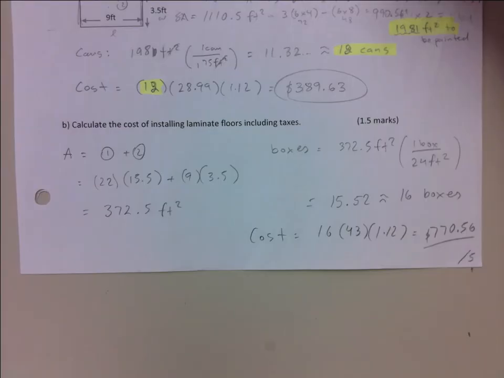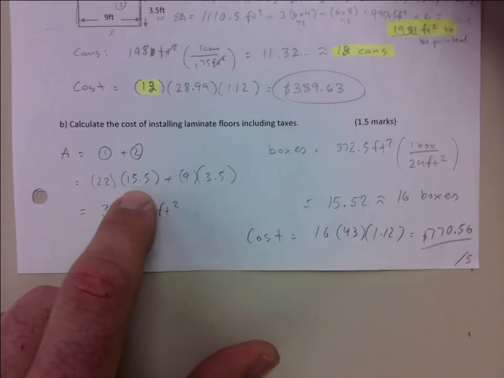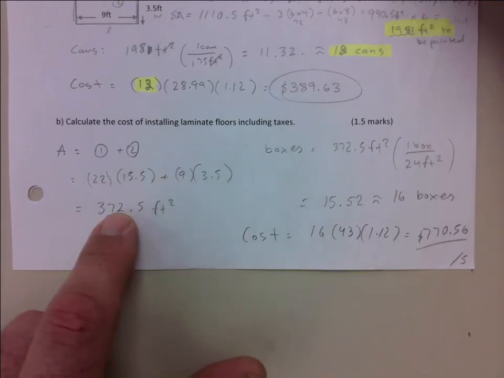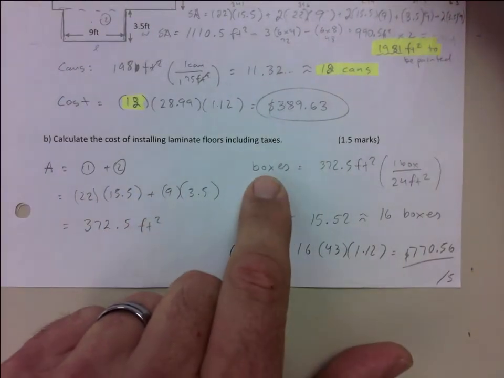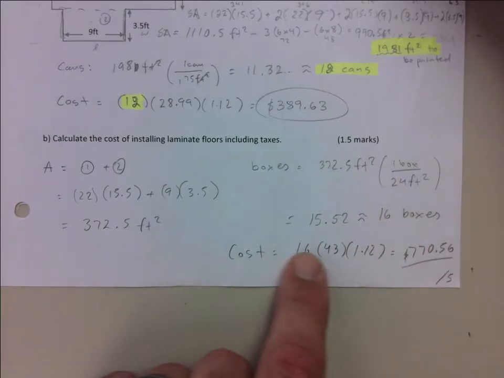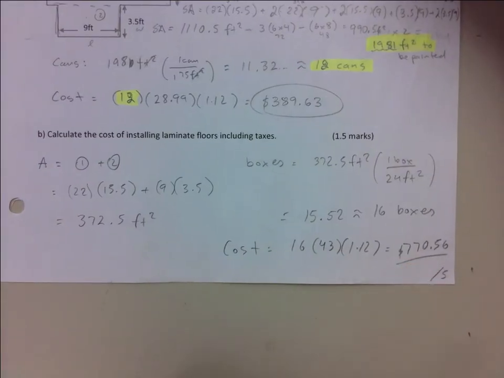next I had to do the cost for laminate. So then it's just the area of the floor of the first room plus the area of the second room. So it's just length and width. Add it up. You want to figure out how many boxes you need. You divide it by 24 essentially. You need 16 boxes. And so it's 770.56 there. Okay?